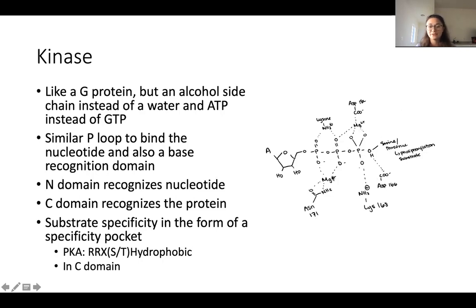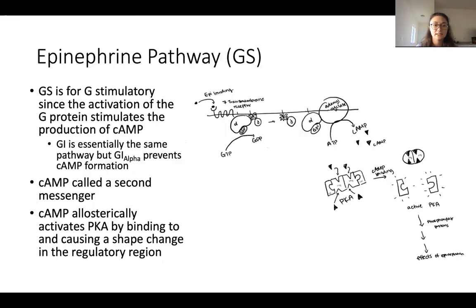In particular, we see there are 2 magnesium ions. We also see a lysine, so this is similar to what the arginine finger might do. This lysine might have been from the P loop, but let's say this lysine is kind of where the arginine finger would have come in for G proteins. So this should look very familiar, and this type of transition state and the types of interactions, especially these magnesium interactions, are the same for kinases and G proteins.